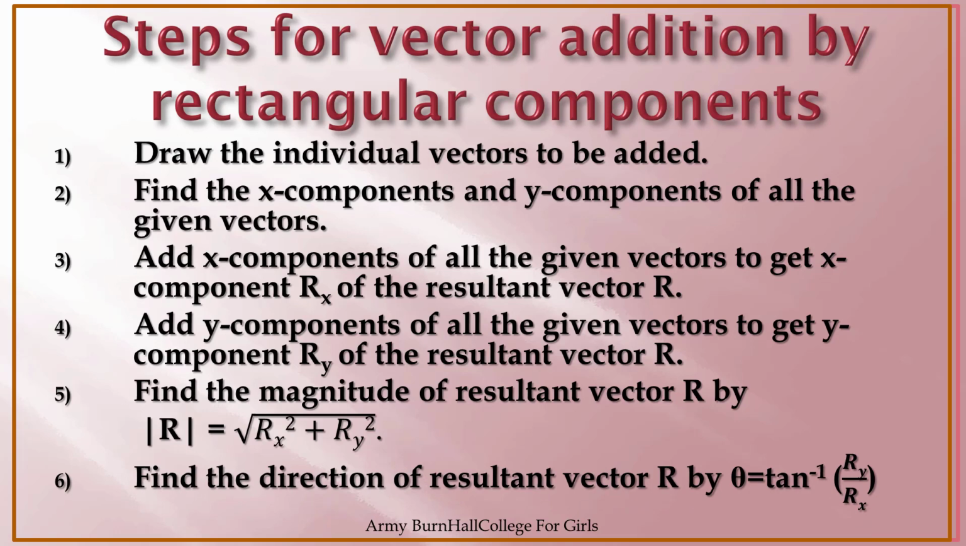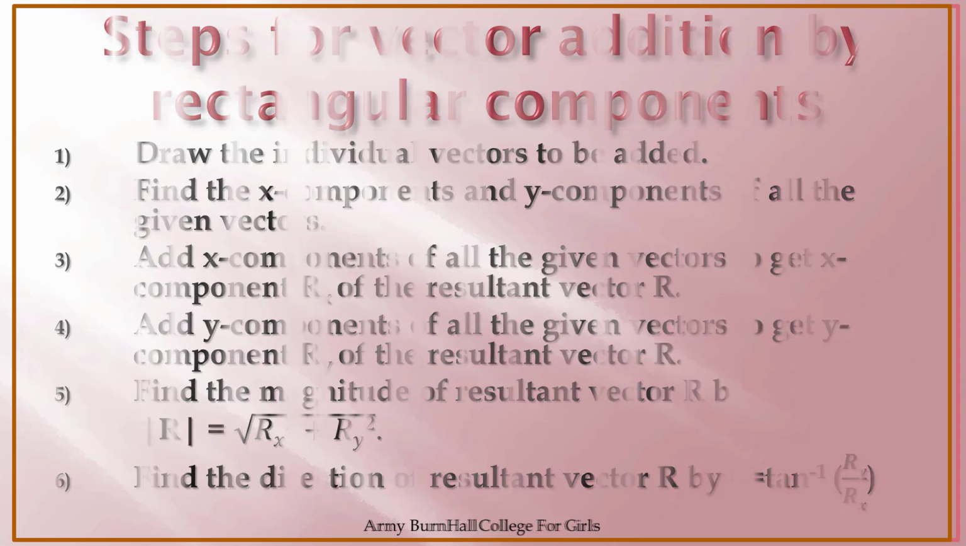Okay, so what you have to do: draw the individual vectors, find all the x components, find all the y components, add all the x components, add all the y components, find the magnitude by using the formula, and find the direction by using this formula. But this last point, finding the direction of the resultant vector by theta is equal to tan inverse of Ry by Rx, this theta could lie in any quadrant. But we have discussed that our required theta must be from the positive x-axis in the anti-clockwise direction. So there will be a difference in the calculation of theta R, the angle for the resultant.